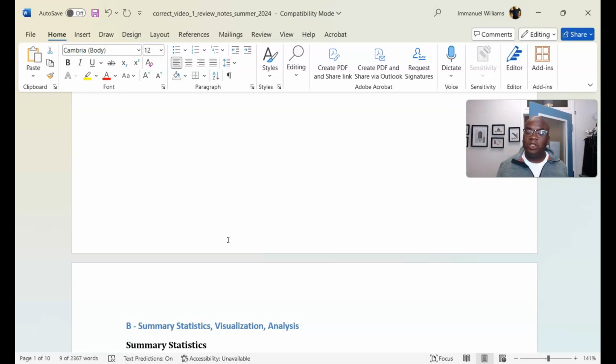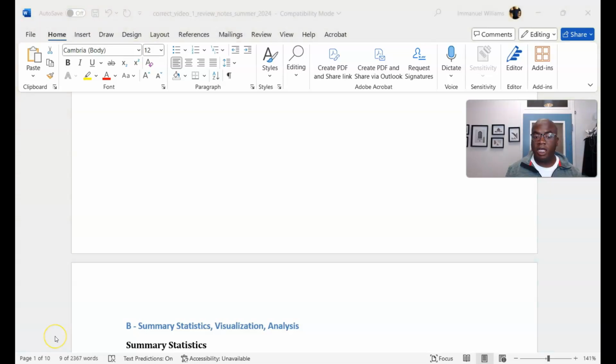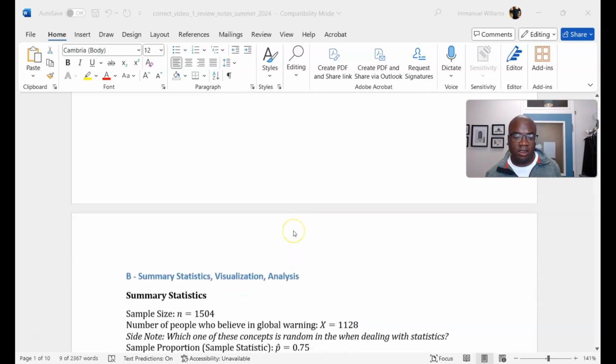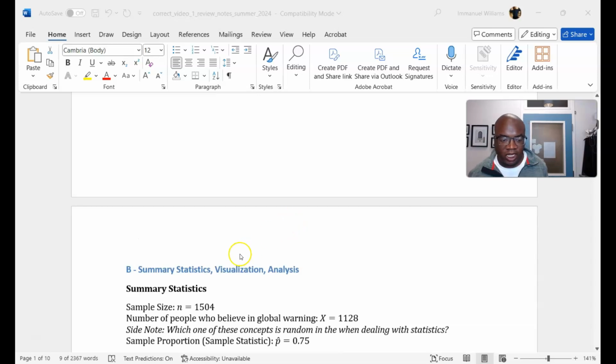So with that being said, why don't you again take a moment and review summary statistics, visualization, and analysis. When I'm reviewing these, some of the things I would want to note is that my sample size is 1,504. That tells me that 1,120 individuals believe in global warming from my sample. Which of these concepts is random when dealing with statistics?